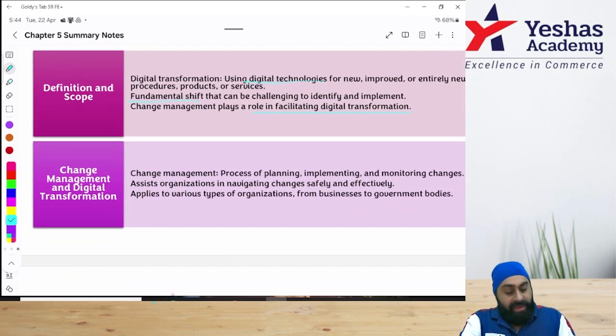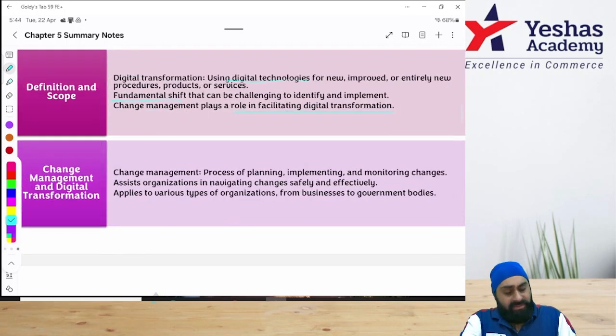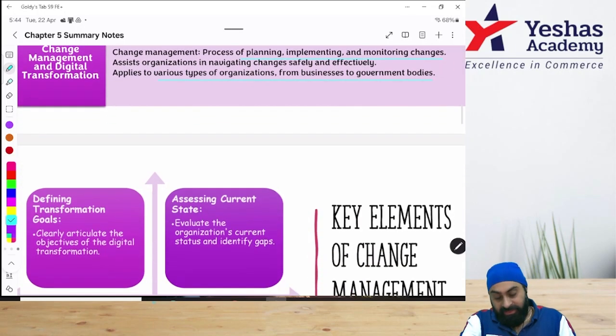Change management and digital transformation. It's a process of planning, implementing, and monitoring changes. It applies to various types of organizations and government bodies. Even government bodies are now constantly changing their organization structure.